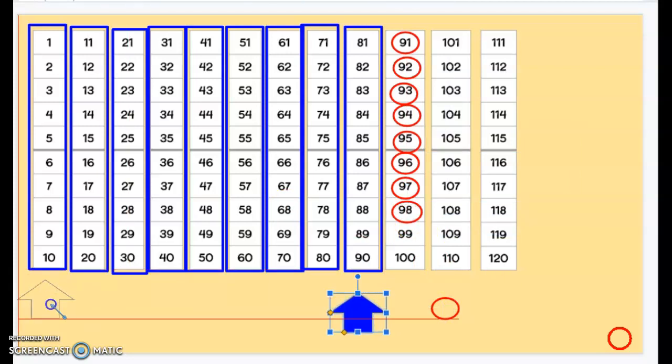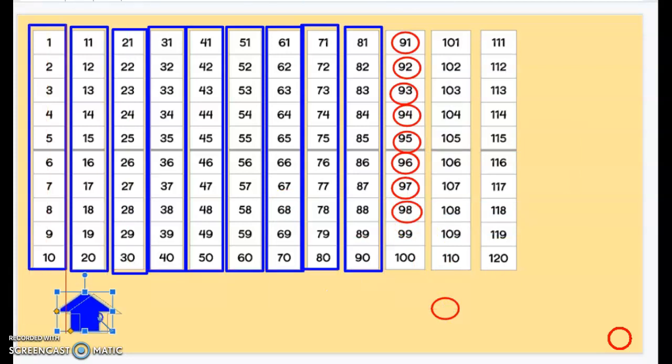Now let's count by tens. 10, 20, 30, 40, 50, 60, 70, 80, 90, and freeze. Let's count by ones. 91, 92, 93, 94, 95, 96, 97, 98. How many more days until we are at 100 days of school? 2, that's right, not very many. So next week we will have Valentine's Day and our 100th day of school.